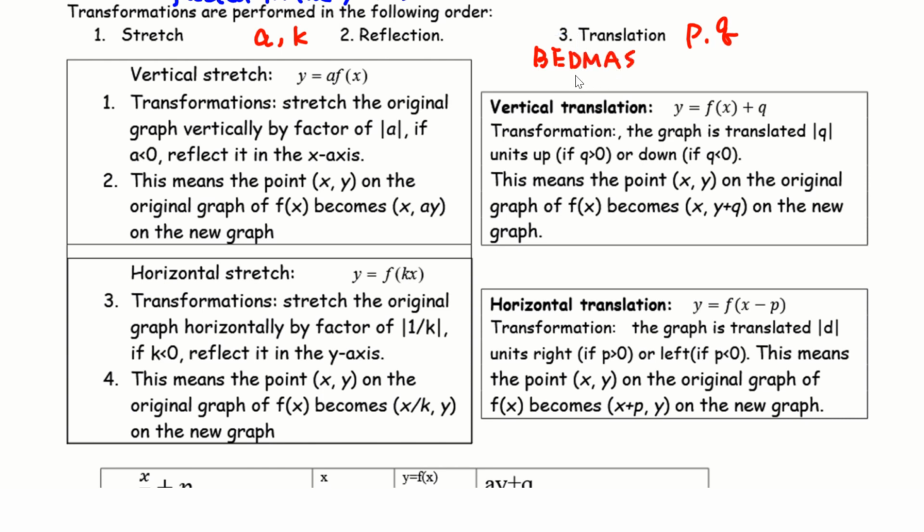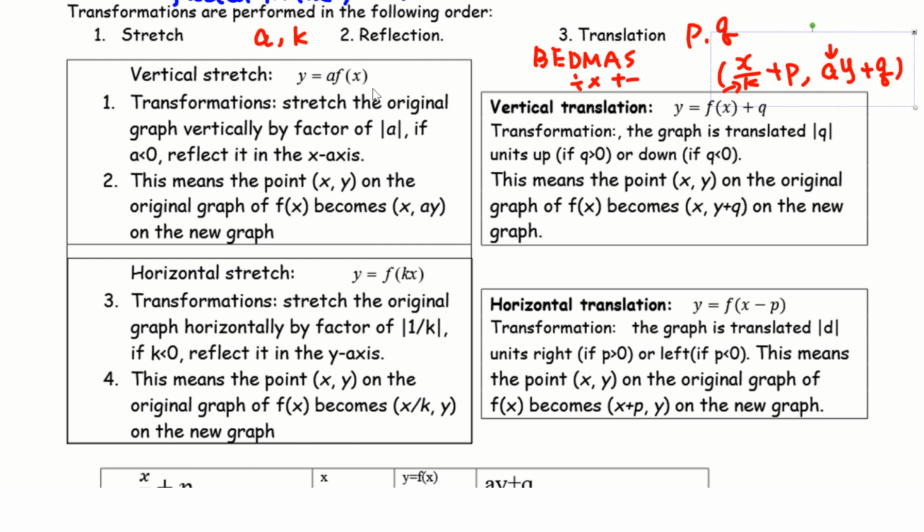So multiplying, dividing first, adding, subtracting after. So you have x is x over k, so x over k plus p. So we do the division first, and y is a times y plus q. So that's the reason we do the multiplication and division first, then p and q after.